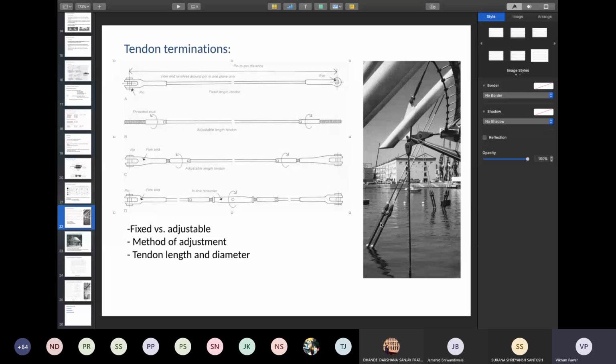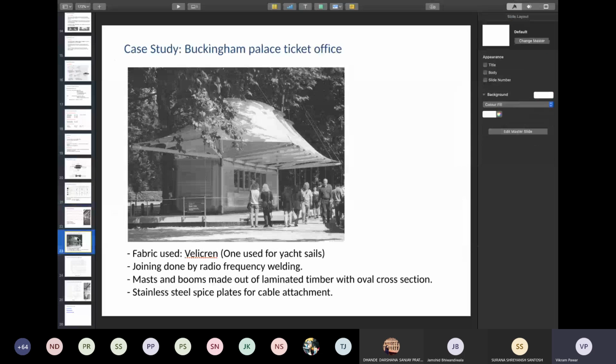Now this is one of my favorites, because it uses timber, it uses steel, it uses fabric as well as the cable. And look at the elegance of this. It is just supported on the central shaft. Otherwise this is not coming into any picture. So this is supported on these three columns, three masts, with this ring on top, and these things are supporting this structure. Fabric used is Velcrane, the kind that is used for yachts.